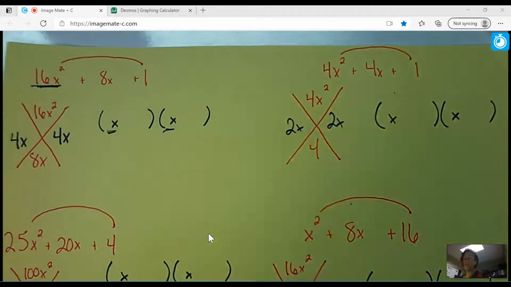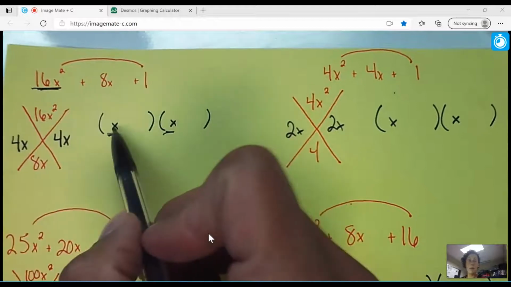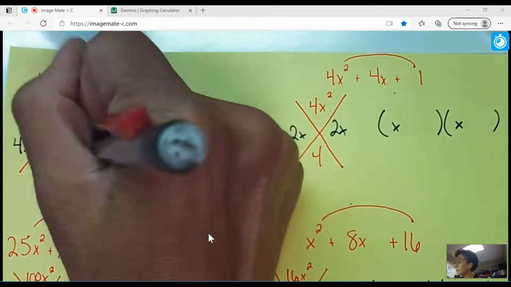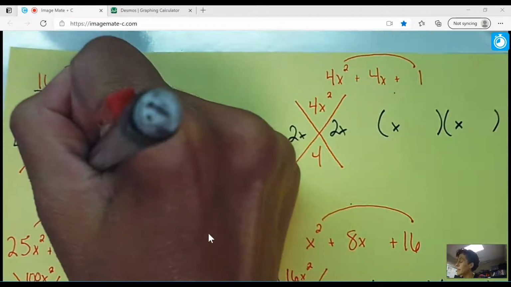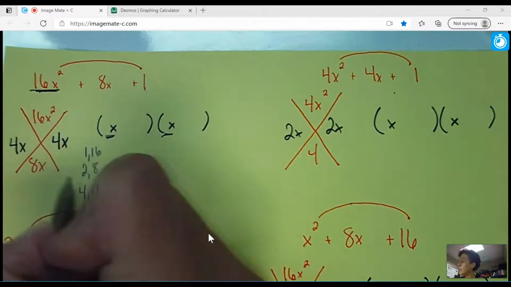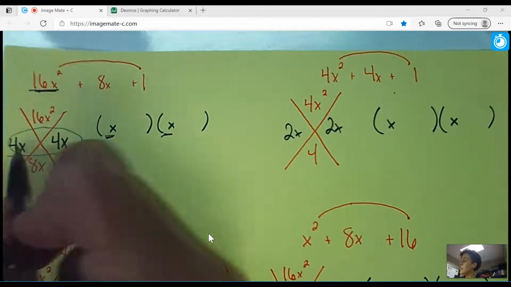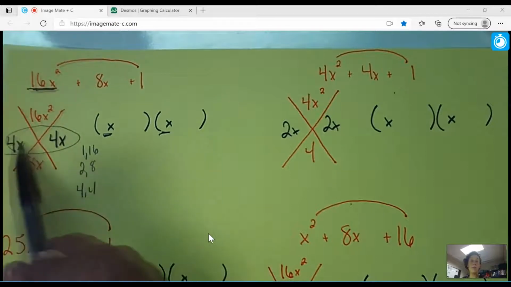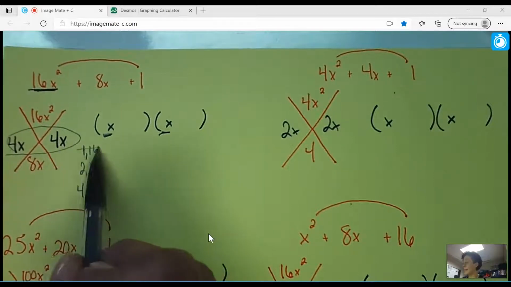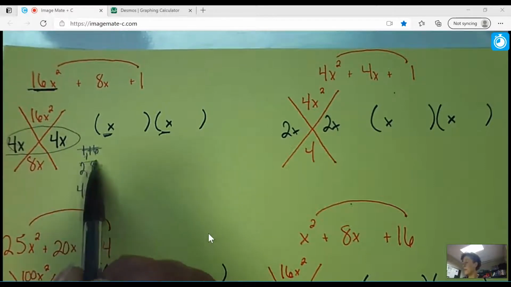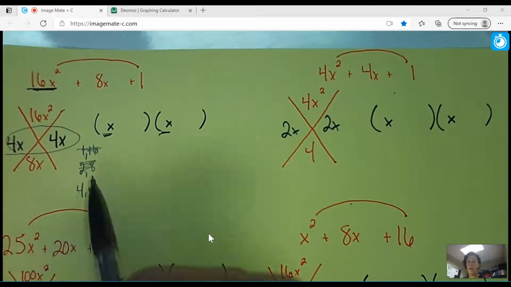So the factors of 16, what numbers can make 16? I could choose between 1 and 16, 2 and 8, or 4 and 4. And so I need to be picky because only one set of those numbers is going to get me to 4 and 4. So first of all, 1 can get me 4, but 16 can't get me 4, so that's out. 2 can get me 4, but 8 can't get me 4, so that one's out. So I'll be using the 4 and 4.